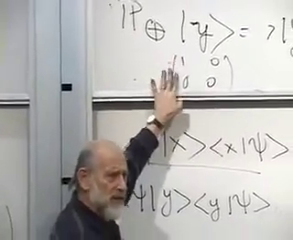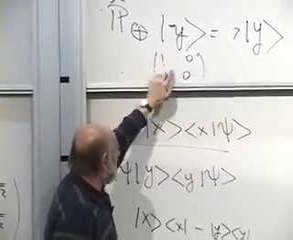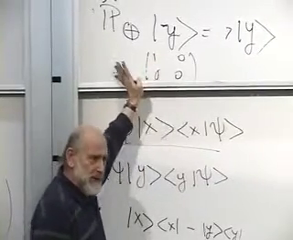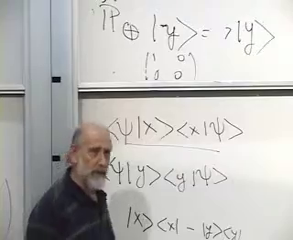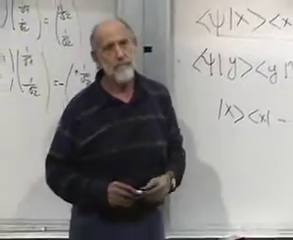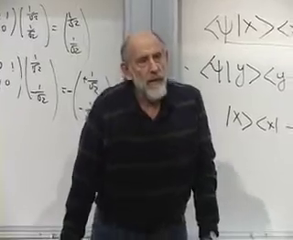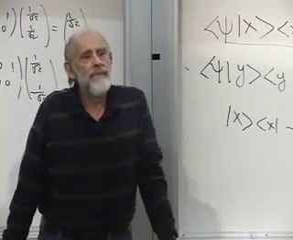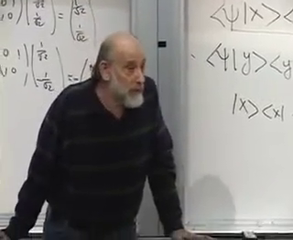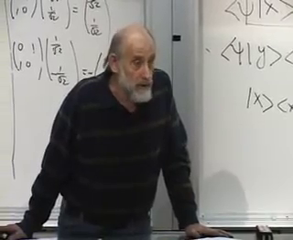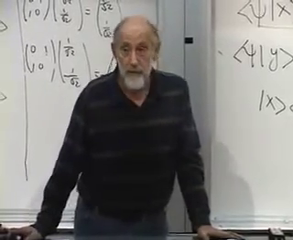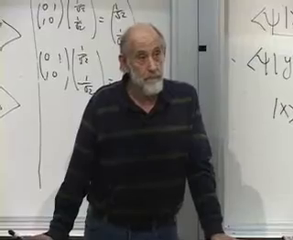Your comment is right. You could have defined the observable this way, and then the expectation value of it would be the probability. Right. But the output would be 1 or 0, not the probability. The output of the experiment would be 1 or 0. That's right.